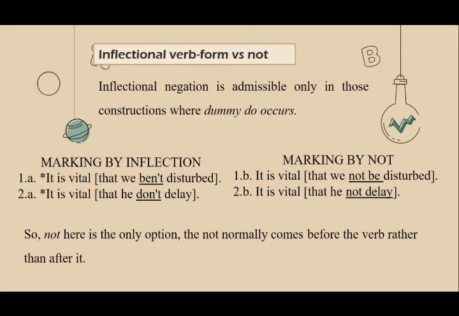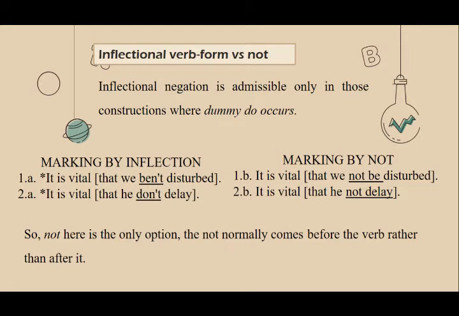Inflectional verb form versus not. Inflectional negation is admissible only in those constructions where dummy do occurs. So let's see the examples below. The first one is marking by inflections. It is vital that we been disturbed, and it is vital that he don't delay. So these examples are wrong, both are wrong.